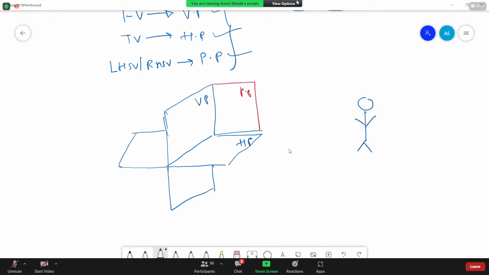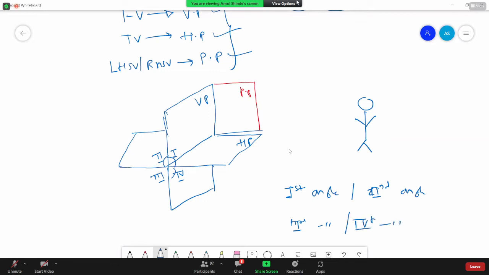Now, as this space is divided into 4 quadrants, this is called the first quadrant. This is called the second quadrant. This is called the third quadrant, and this is called the fourth quadrant. Now, depending upon the placement of the object in the respective quadrants, it is known as first angle, or second angle, or third angle, or fourth angle.